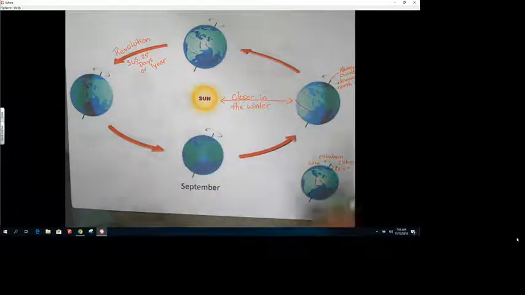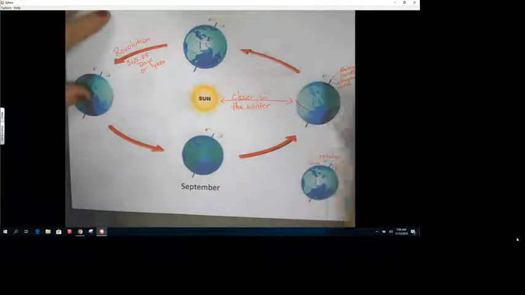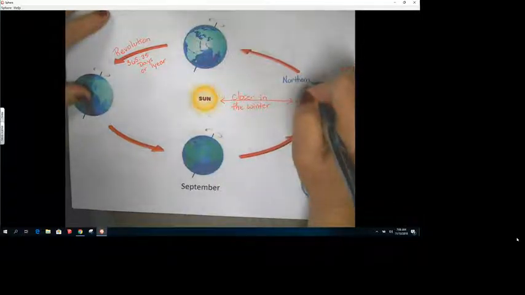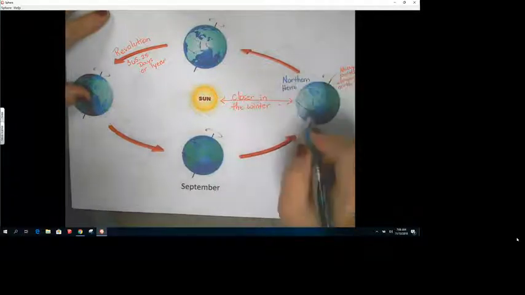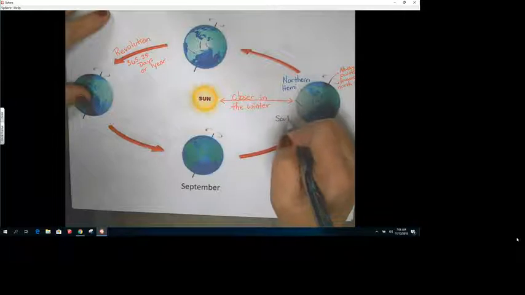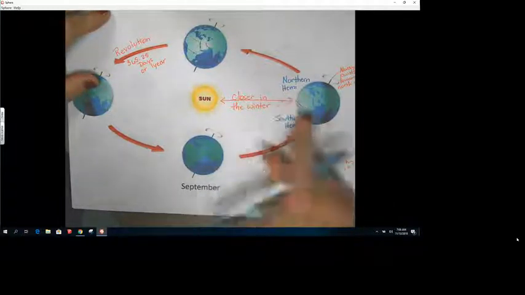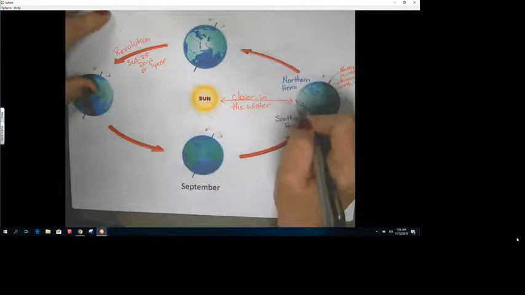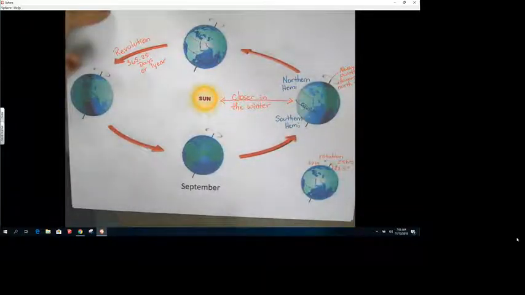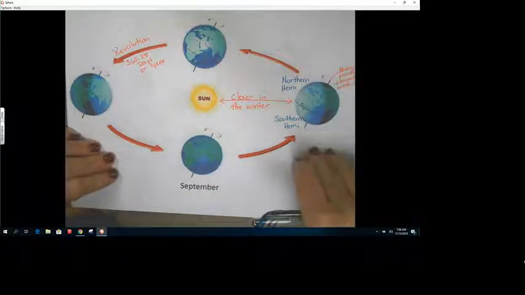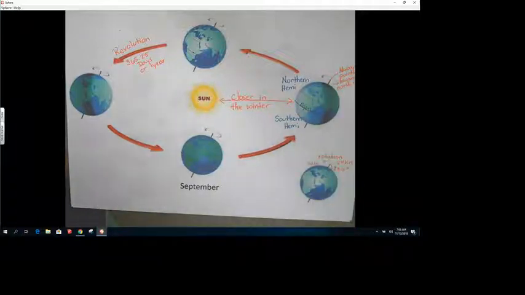Alright, so let's go in and let's look at this. On our Earth, we have the northern hemisphere, which is always at the top. And then we have the southern hemisphere that is at the bottom. Okay. There is that dividing line right here, which is called the equator. Alright. And so we have seasons that occur in the northern hemisphere, seasons that occur in the southern hemisphere. And remember that they are opposites.